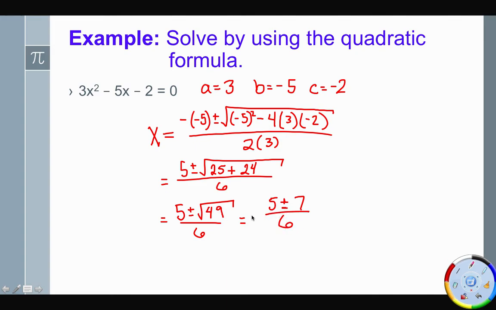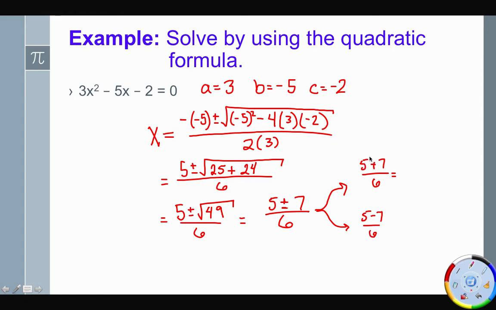Now, recall from the last lesson, we know how to simplify square roots, including ones with a negative, because we can have the imaginary answer. In this statement, we have 5 plus or minus 7, which means we have 5 plus 7 over 6, and we have 5 minus 7 over 6.